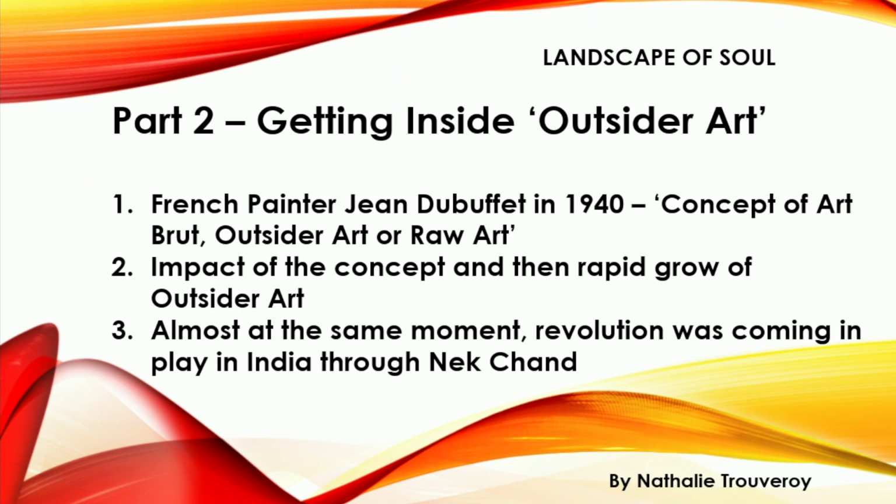almost at the same moment when this concept was having its effect on the art of untrained persons, there was a revolution being raised, and this revolution was coming out in India through Nek Chand. What did Nek Chand do? Nek Chand cleared some part of a jungle and had a vision of creating a paradise there, and he sculpted a garden, the so-called rock garden at Chandigarh.